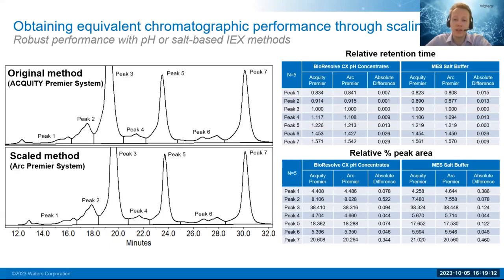As we discussed earlier, ion exchange chromatography can be a salt or pH-driven separation. So we evaluated the IEX method using a MES salt gradient and a pH gradient using Waters BioResolve pH concentrates. As shown in the table, the relative retention time and peak area percent were conserved equally as well across systems when using either the pH or the salt gradient.